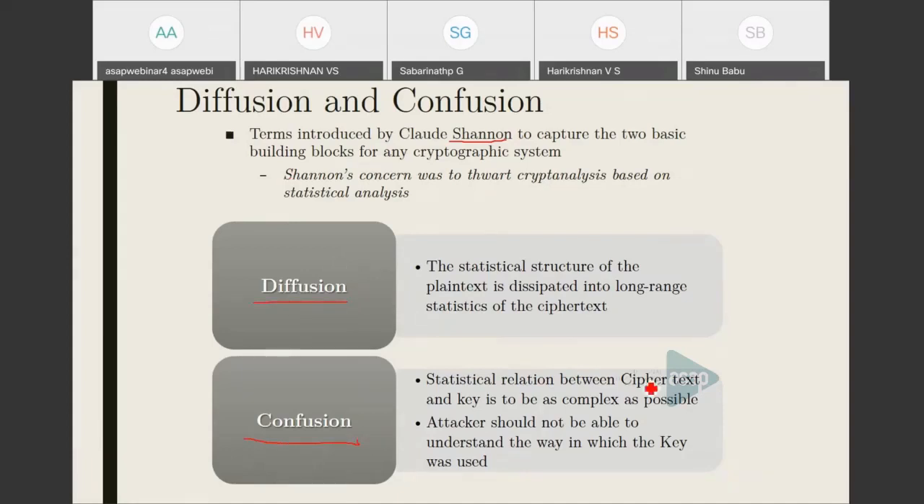Diffusion means your algorithm should have this feature: whatever the statistical parameters of your plain text are, they should not get reflected into the ciphertext as such. How do you achieve that? We'll come to that later. And then there's another term, confusion, which concerns the statistical relationship of the key with the ciphertext.